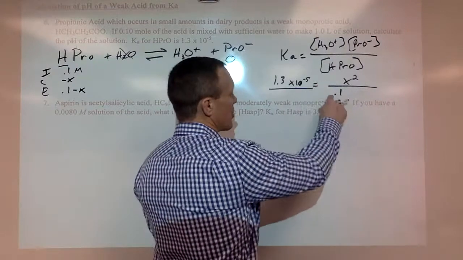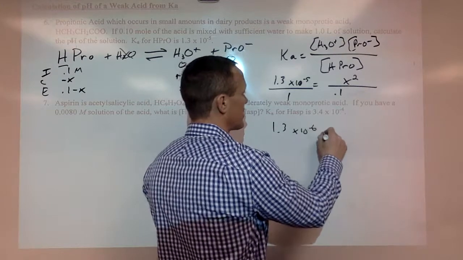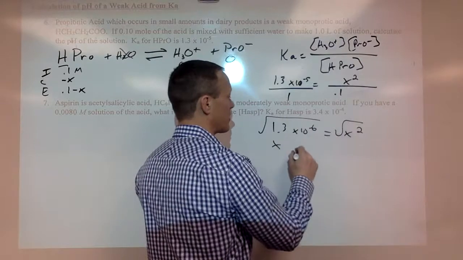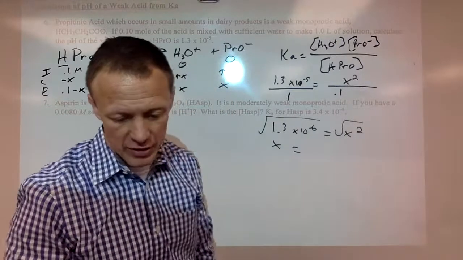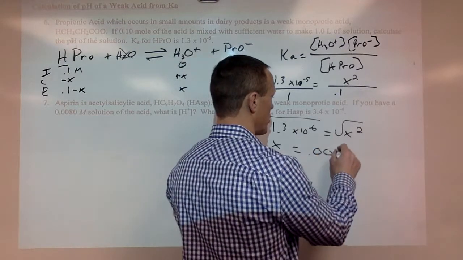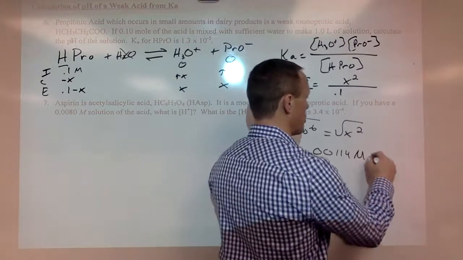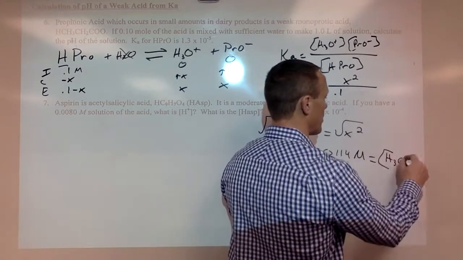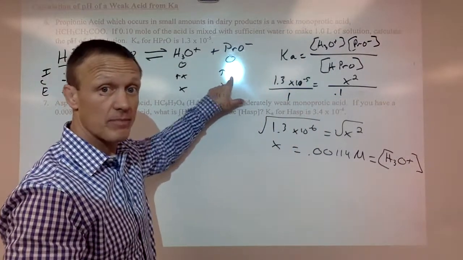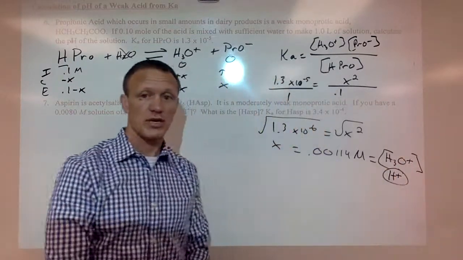So as we're solving this, I'm going to cross multiply. So I'm going to take 0.1 times that, which makes this 1.3 times 10 to the negative 6 equals X squared. Take the square root of that. And our X value is 1.14 times 10 to the negative third, or 0.00114 molar, which would be our concentration of hydronium ions, or our concentration of H+. It's also the concentration of this. But we're mostly concerned about the fact that this is the concentration of H+ ions, because we want to know the pH.